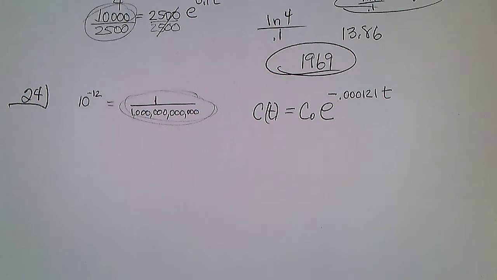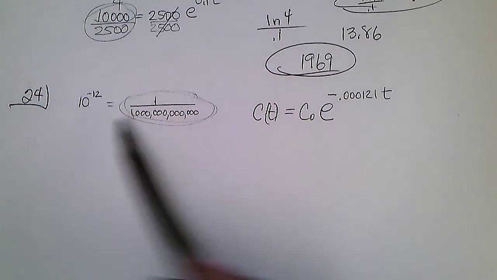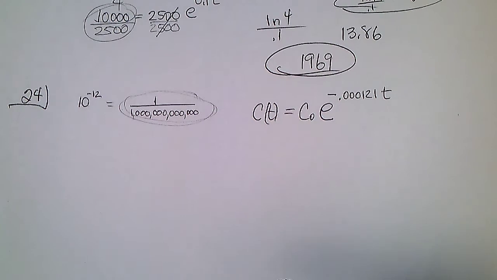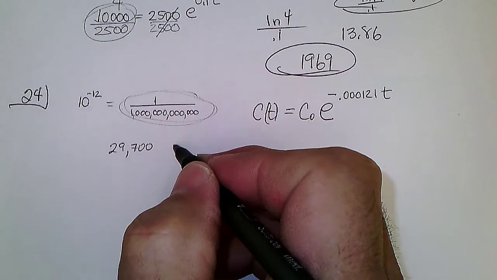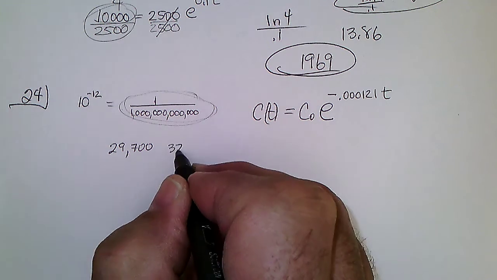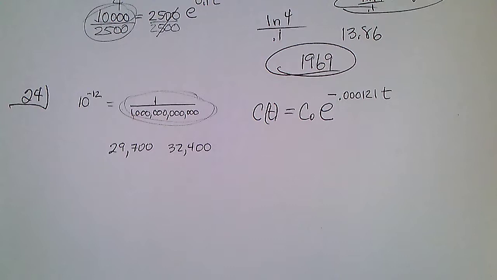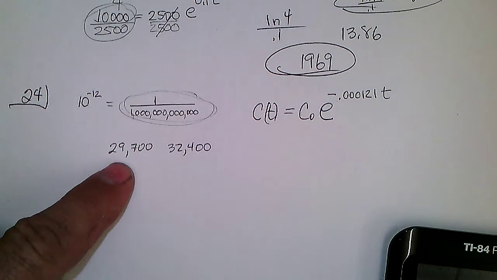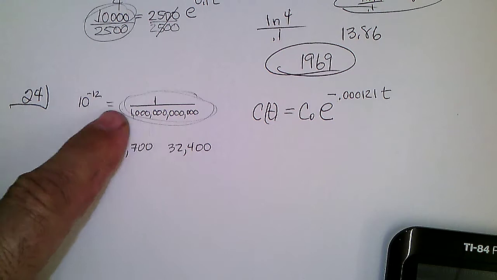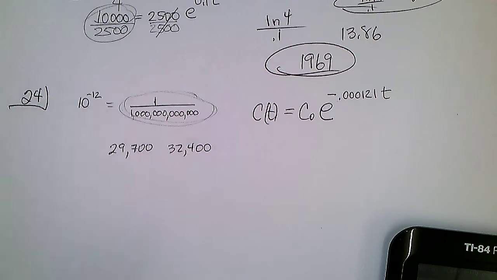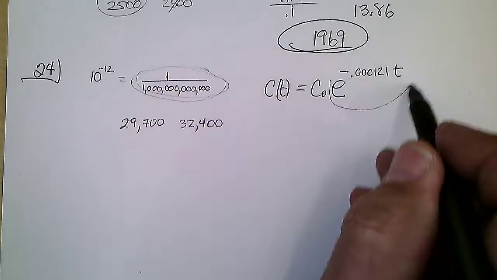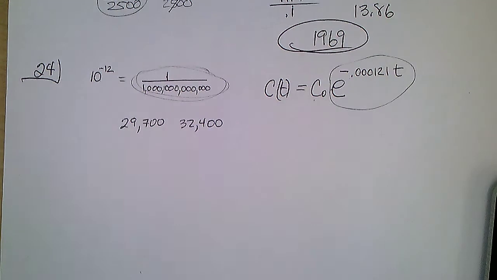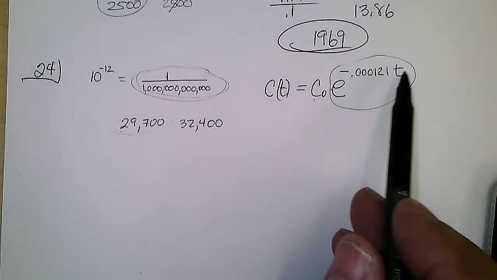Okay, so in this cave, they dated stuff, and they said it had to be somewhere between 29,700 years ago and 32,400 years ago. So what would the fraction of carbon-14 be, the ratio be then? Well, that would be simply this fraction of that. But we have to put this in for the t.